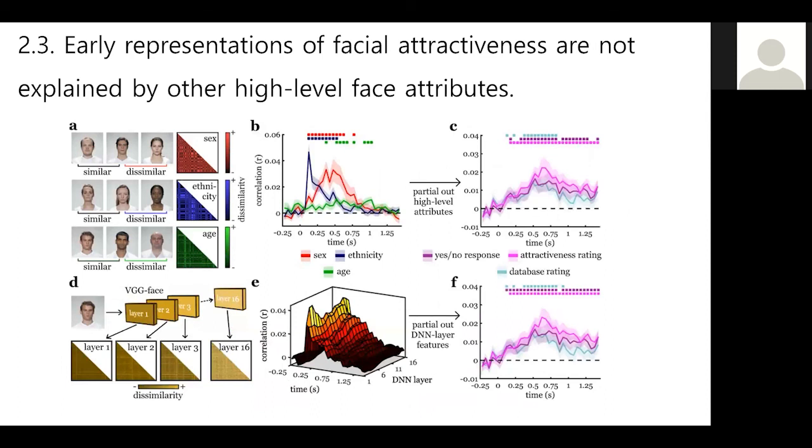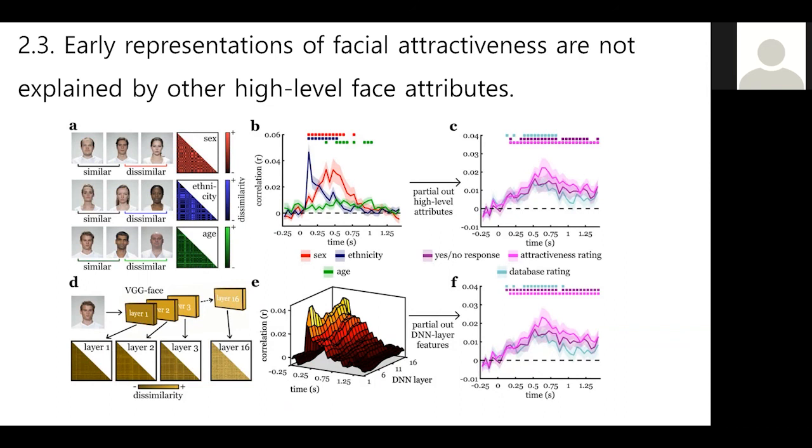In the first analysis, we tested whether other high-level face attributes that depicted a person's sex, ethnicity, or age could explain the different cortical responses to faces of different attractiveness. To do so, we modeled the neural RDMs using 3 predictor RDMs. First, a predictor RDM that modeled the faces' dissimilarity in sex. Second, a predictor RDM that modeled the faces' dissimilarity in ethnicity, and third, a predictor RDM that modeled the faces' dissimilarity in age. For details, see Materials and Methods.